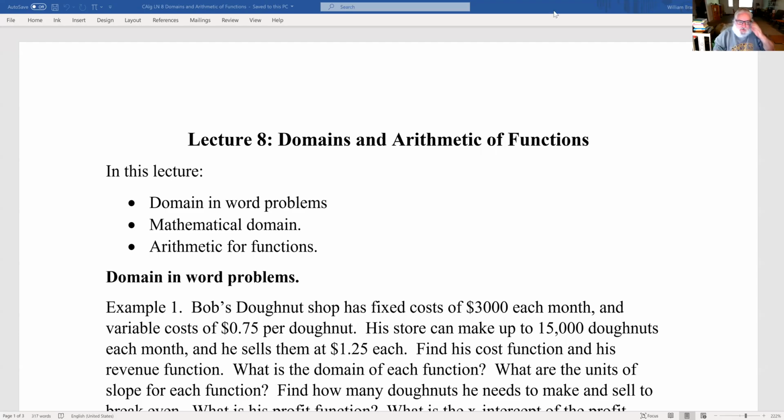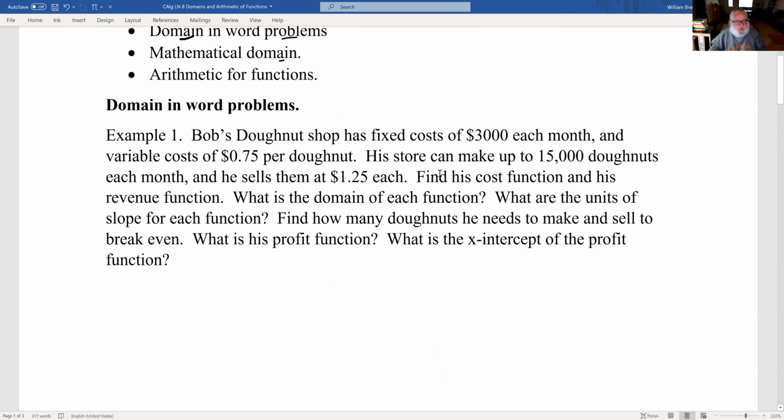Okay, so lecture 8, domains and arithmetic of functions. In this lecture, we'll talk about domain in word problems, domain for functions that are not word problems, and some stuff about arithmetic of functions. And arithmetic means addition, subtraction, multiplication and division.